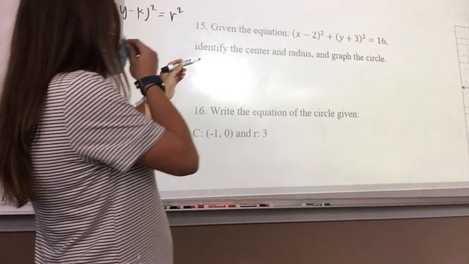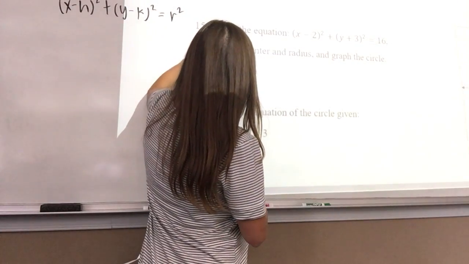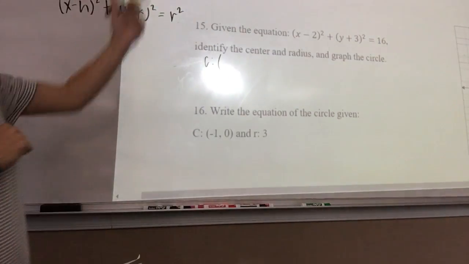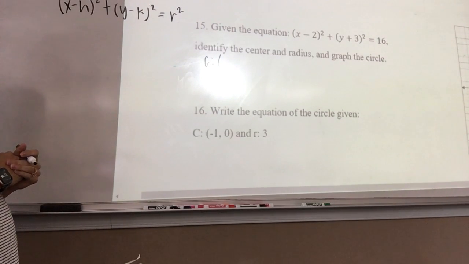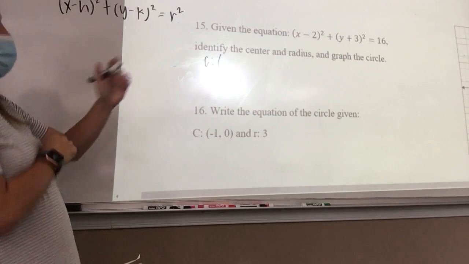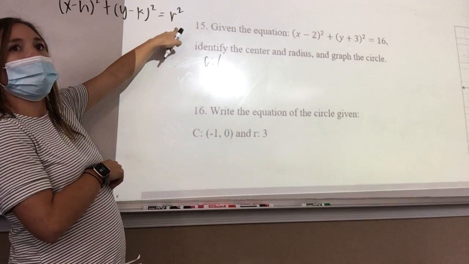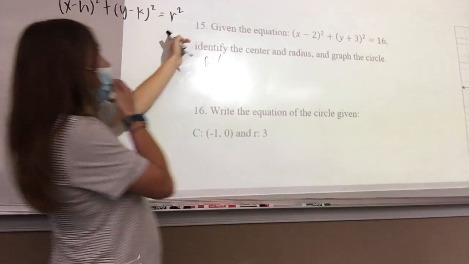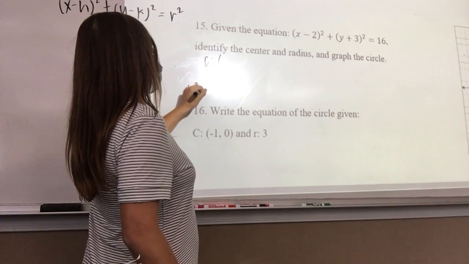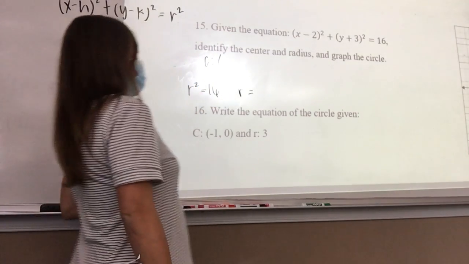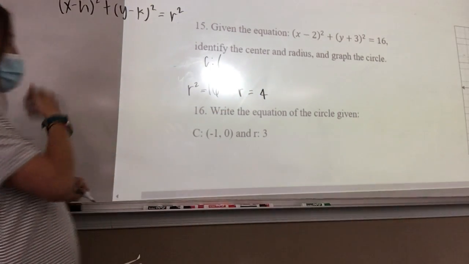All right, so it says identify the center and the radius. Do y'all remember which ones are the center from this equation that we just made? The 16 is r squared. Out of center and radius, which one is R? Radius is R, right. So if R squared is 16, what is just R? 4, right? What squared is 16? 4. So we know the radius is 4.